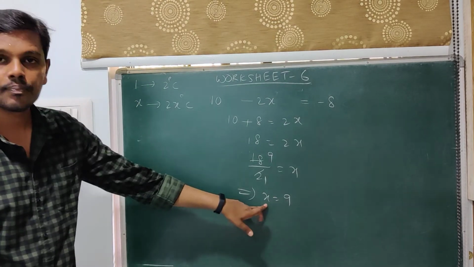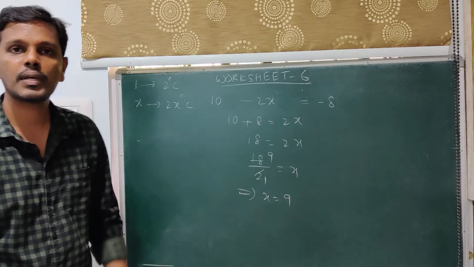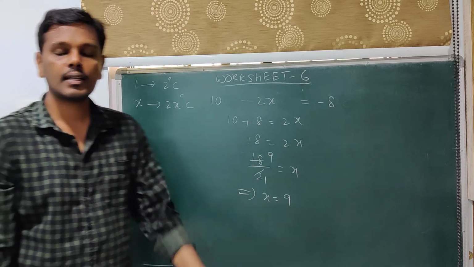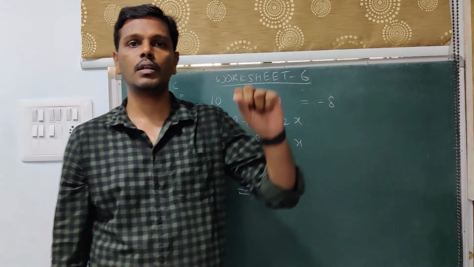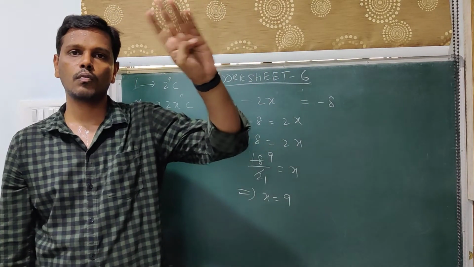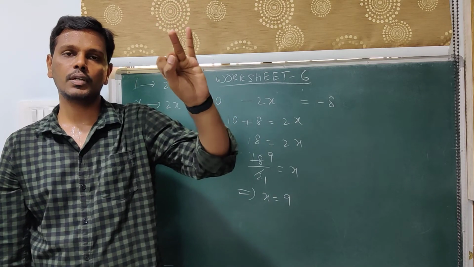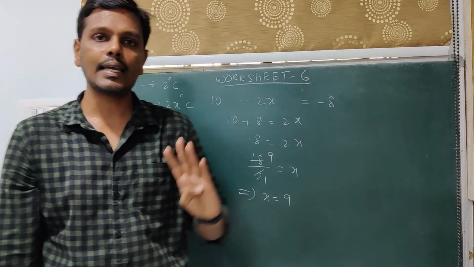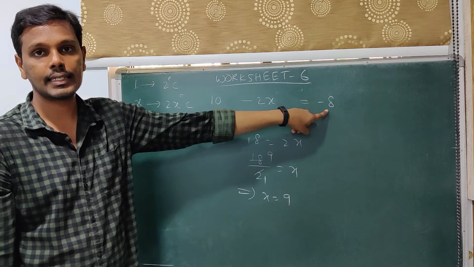Now this indicates that after 9 hours the temperature becomes minus 8. So now calculate 9 hours after 12. After 12: 1 o'clock, 2 o'clock, 3 o'clock, 4 o'clock, 5 o'clock, 6, 7, 8, 9. Which means that at 9 o'clock the temperature is minus 8 degrees.